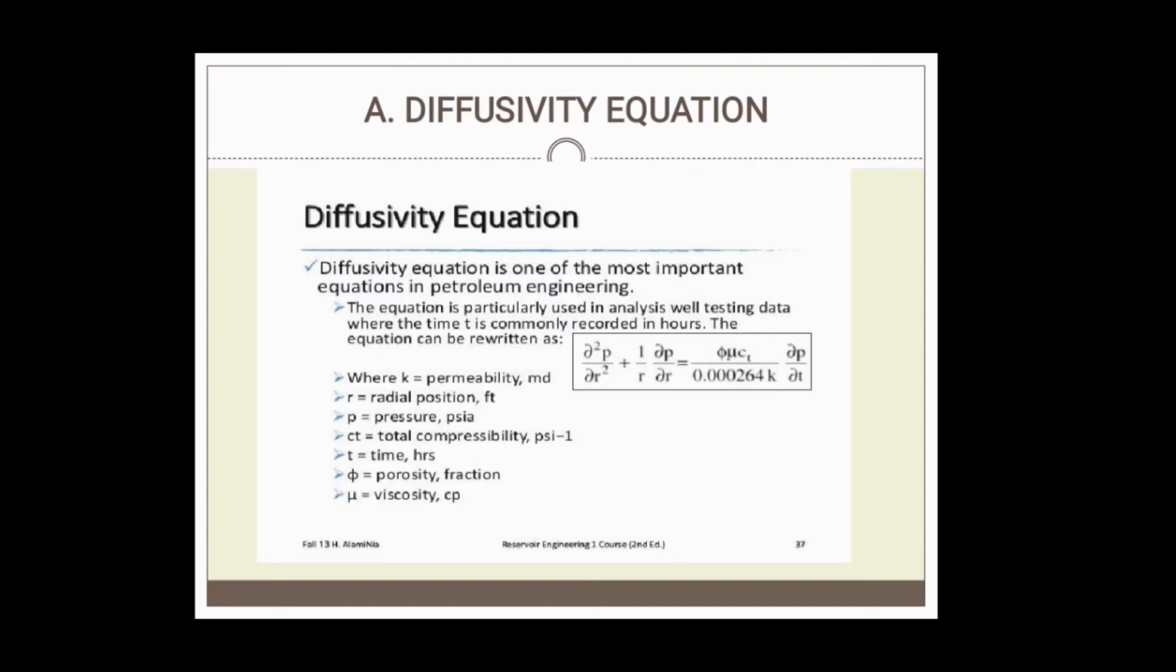partial derivative squared times P over partial derivative R squared plus 1 over R times partial derivative of P over partial derivative of R equals to fraction of viscosity times Ct over 0.000264 K times partial derivative of P over partial derivative of T, where K is permeability in MD, R equals radial position, P is pressure, Ct is total compressibility, T is time, and porosity in fraction, then mu is viscosity.